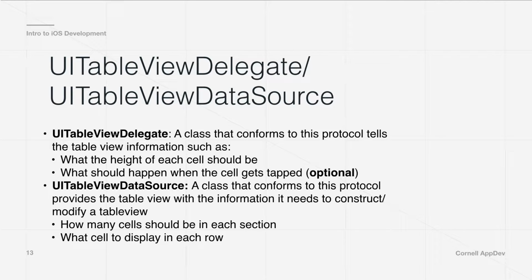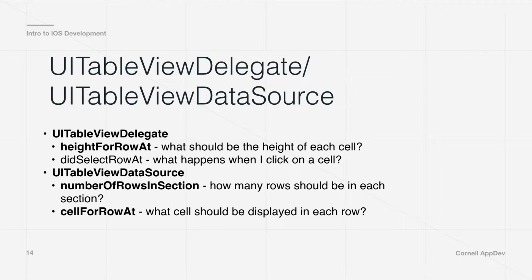By default, table views have one section, but even in that section, you have to tell the table view how many cells should be in there. And these are the method equivalents: heightForRowAt, didSelectRowAt, numberOfRowsInSection, and cellForRowAt.